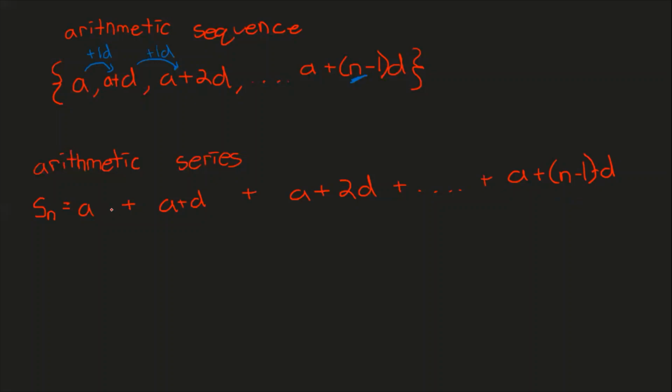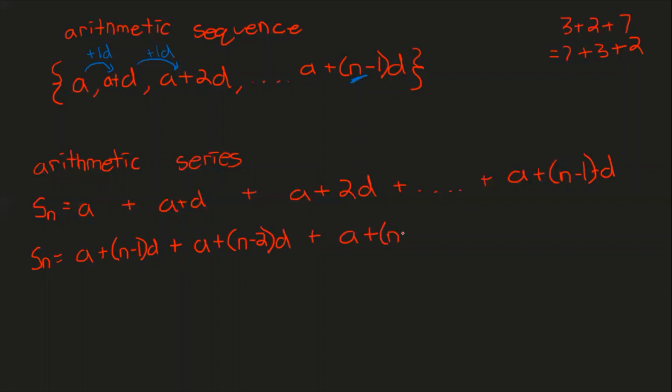So I'm going to add this general term to itself, but now I'm going to flip the order. Why? Because I can. 3 plus 2 plus 7 is equal to 7 plus 3 plus 2. It doesn't matter the order in which we add. So I'm going to flip the order: instead of starting with a, I'll have a plus (n minus 1)d, plus a plus (n minus 2)d, plus a plus (n minus 3)d, and so on. And finally, I will get just plus a.